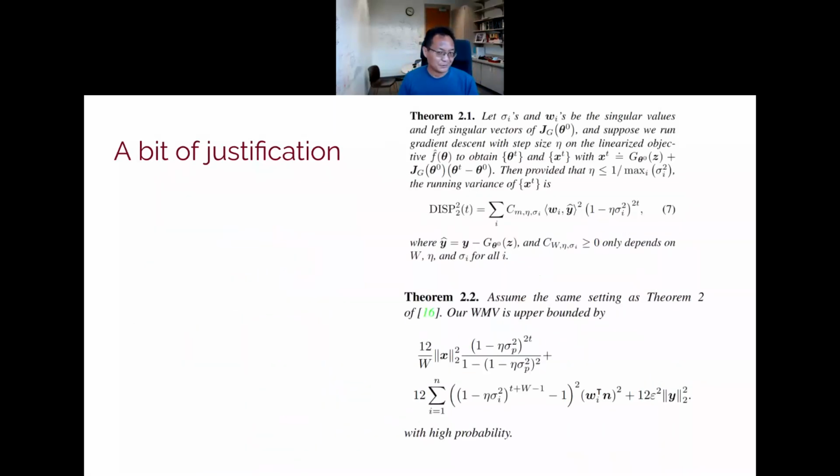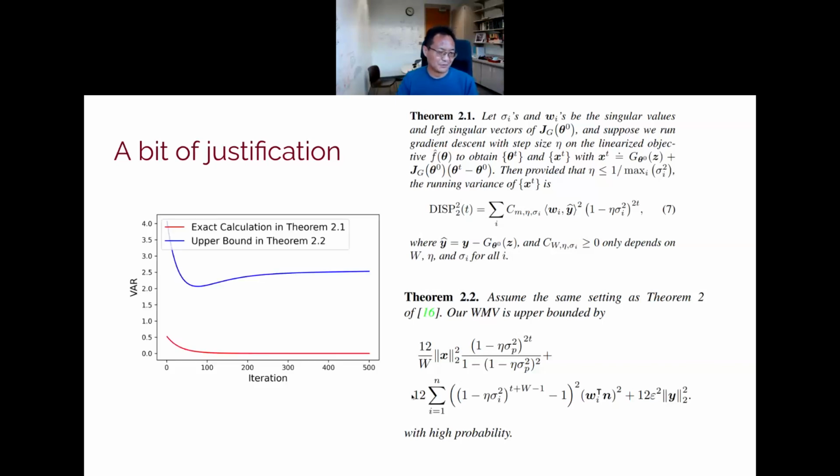So I said, this is purely based on empirical observation, but actually you can derive some theoretical backup for this. I'm not going to tell the details of the theorems. These are based on a significantly oversimplified version of the problem. But somehow, these two theorems roughly say that the running variance of the intermediate reconstruction should be curves that lie below these two bounds.